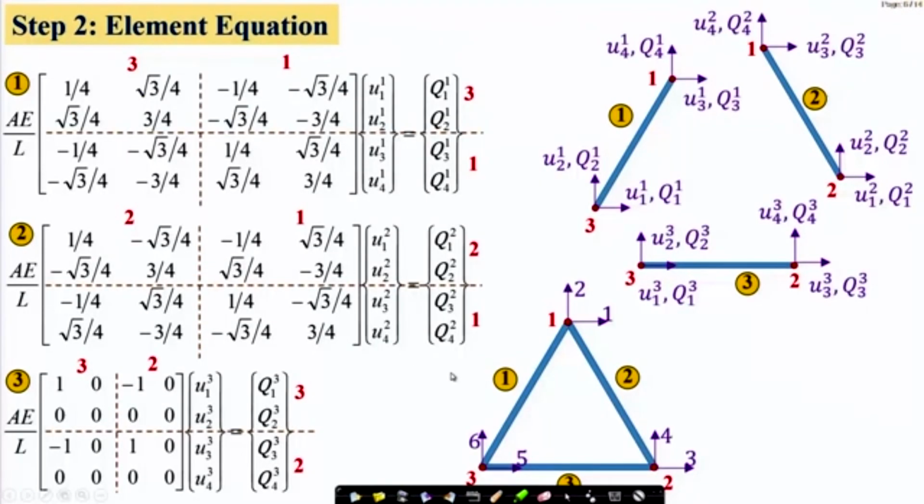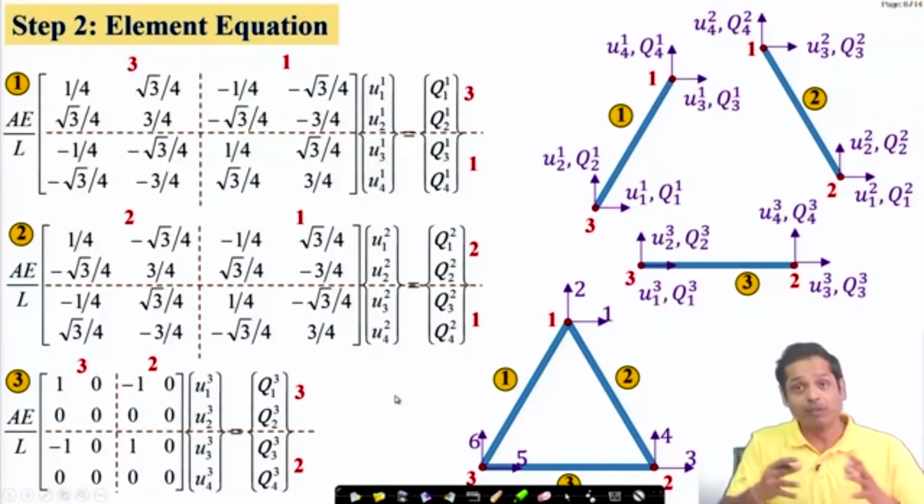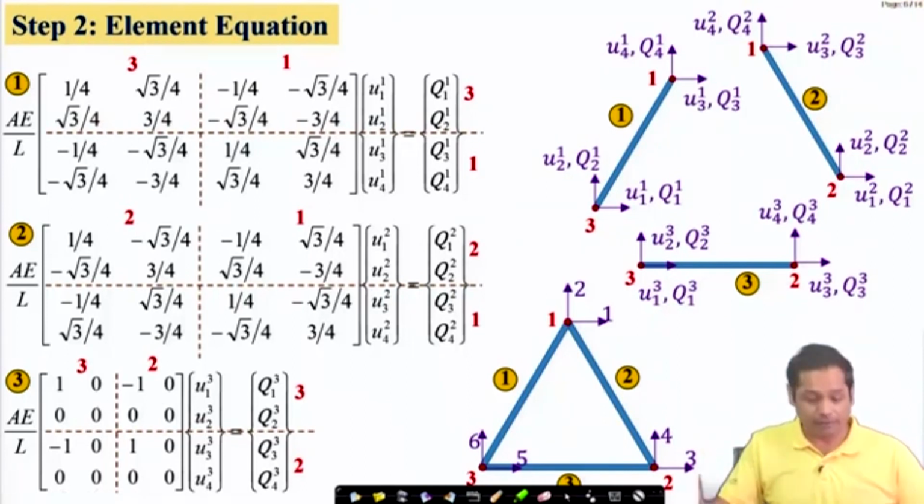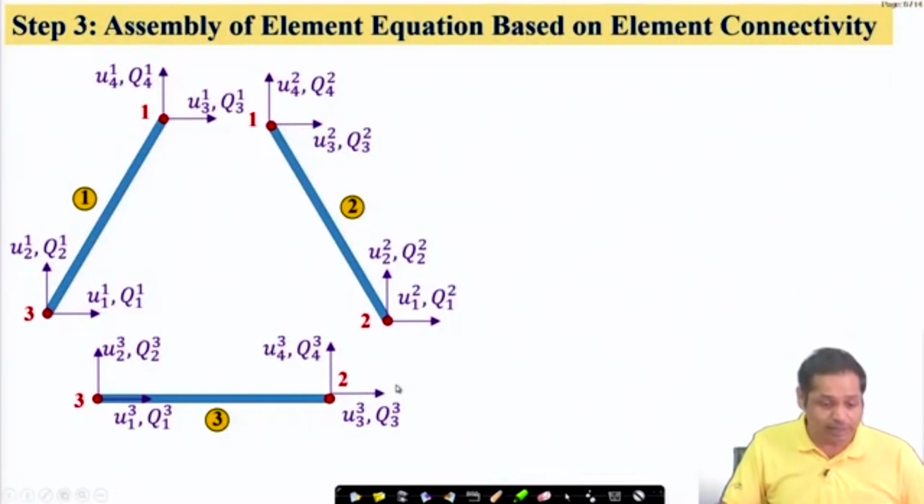Now these are the summary of all the elements. Step 2 is done. We have the element level equations for all the members, right? Now the next step is, once we have this information, we have to assemble it. All these element level equations need to be combined to get the global equation. Let's do that step. So step 3 is the assembly of element equations based on element connectivity. This is very important.